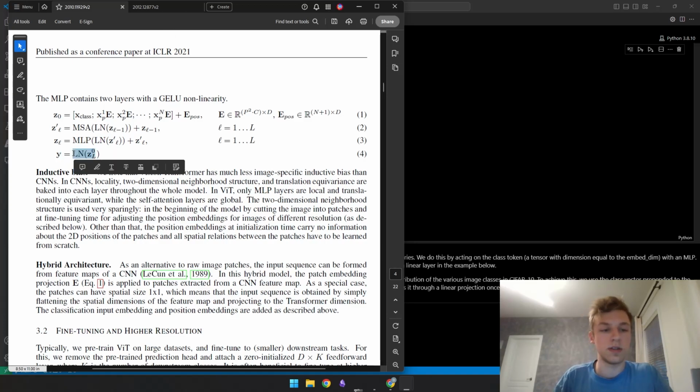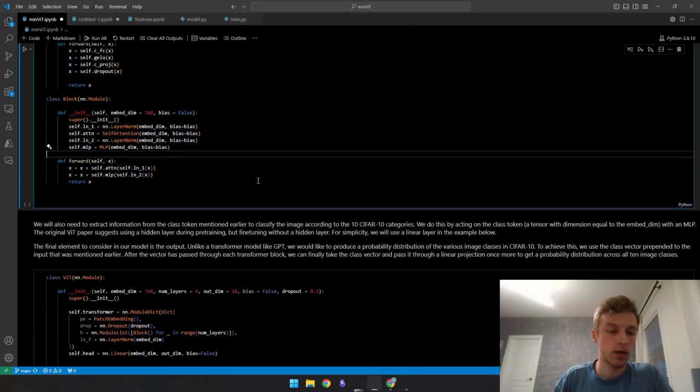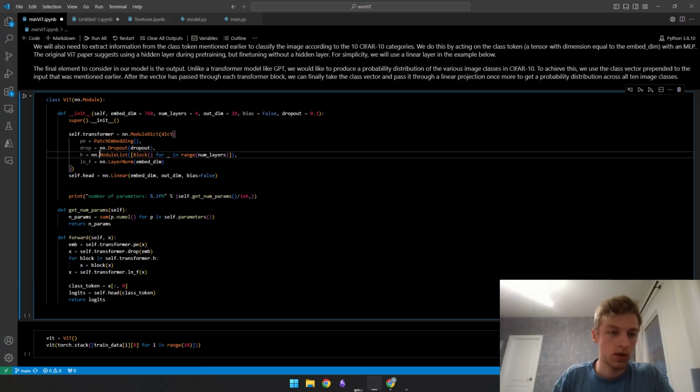And this is a layer normalization again of Z sub L, capital L meaning the output of the last block, with superscript 0, which is indexing the zeroth vector of this matrix, which is, as we've seen earlier, the class embedding. And this Y then, we'll see in a second how that works. So this is the vision transformer module all put together.